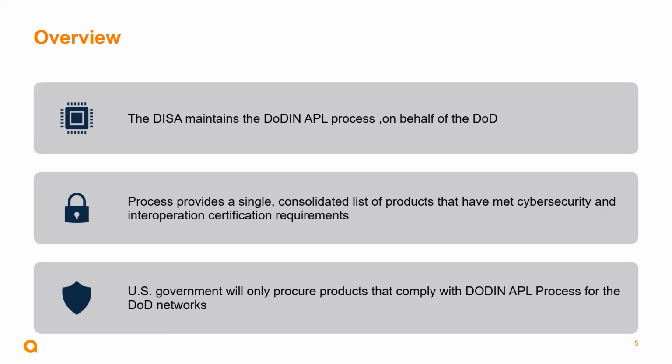The DoDin APL is an acquisition decision support tool for DoD organizations interested in procuring equipment to add to the DISN to support their mission. The US government and defense organizations will only procure products that comply with DoDin APL process for the Department of Defense networks. Hence, there is a need for getting our AOS-CX switches certified with the DoDin APL certification.